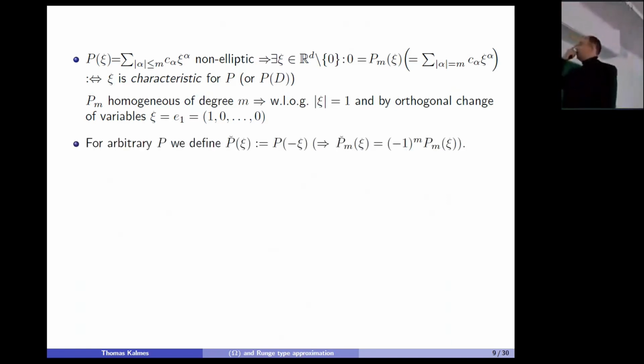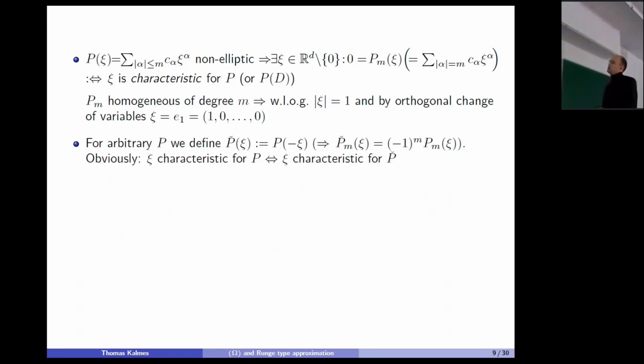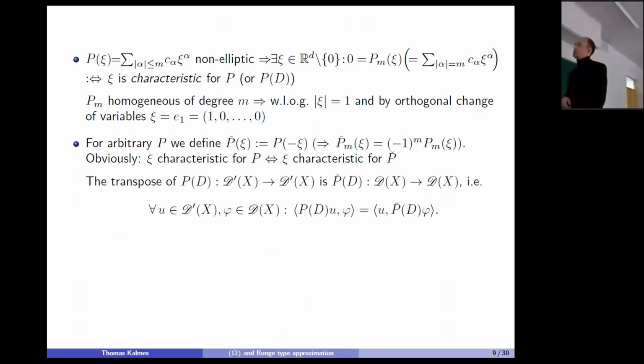Okay, moreover, we introduce the notation P check of a polynomial, which is obtained from the polynomial P by multiplying the argument with minus 1 before plugging it into the polynomial. And then we see that psi is characteristic for P if and only if it is characteristic for P check. And the reason why we introduce this polynomial P check is the following.